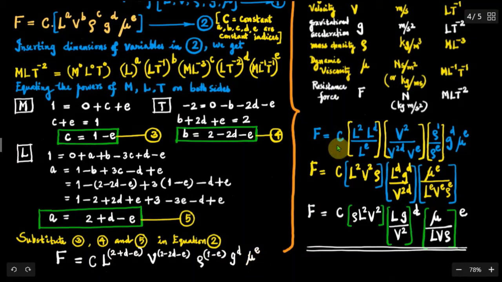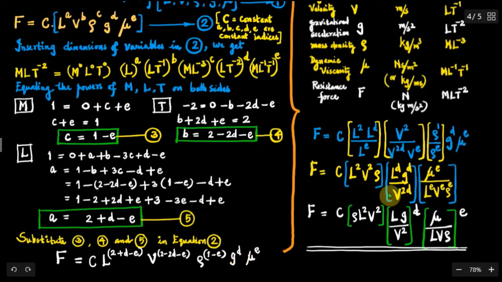So you will get C into this L raised to 2 plus d minus e can be written as L squared into L raised to d divided by L raised to e because of the negative sign. Then v raised to 2 minus 2d minus e can be written as v squared divided by v raised to 2d into v raised to e. And now rho raised to 1 minus e can be written as rho divided by rho raised to e. And then g raised to d and mu raised to e, write it as it is.